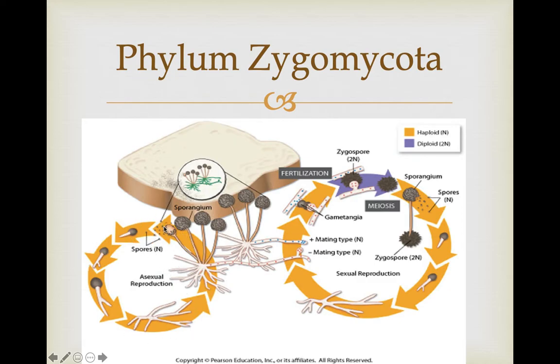Just asexual reproduction. The spores land. The asexual spores are produced haploid. They land somewhere. The haploid cells grow into another haploid fungus. Very easy on that one.